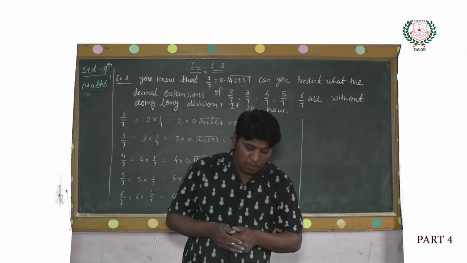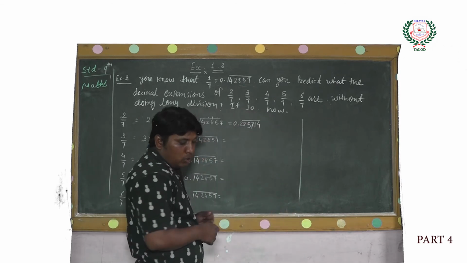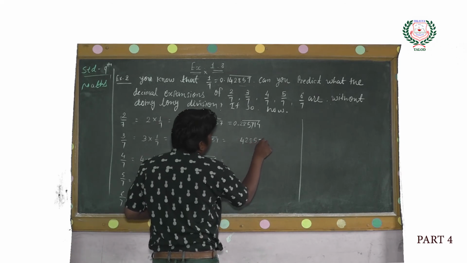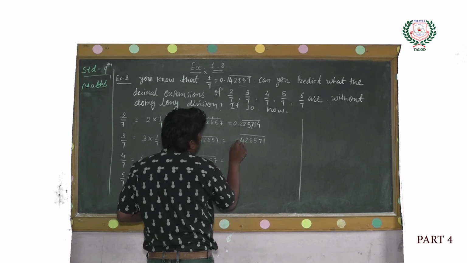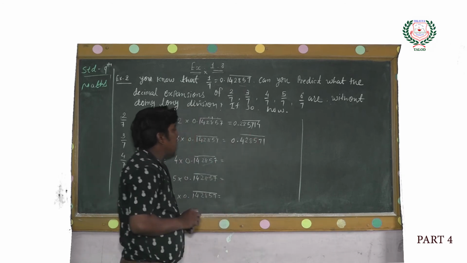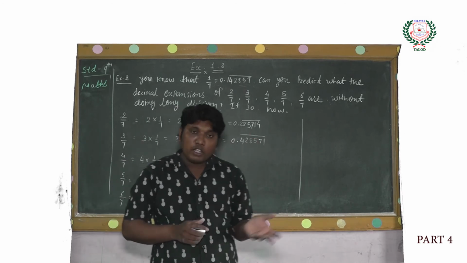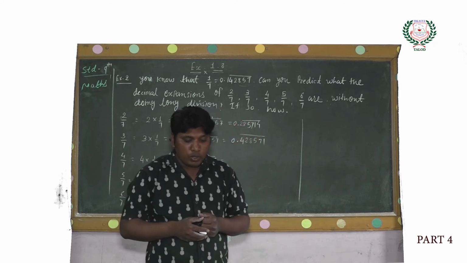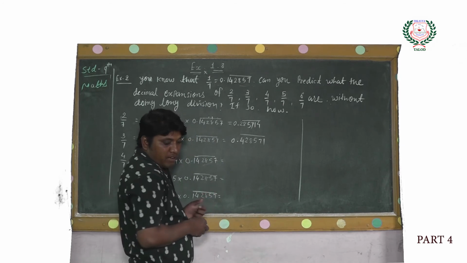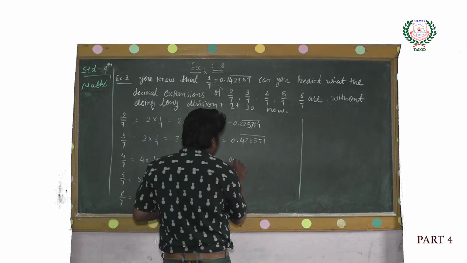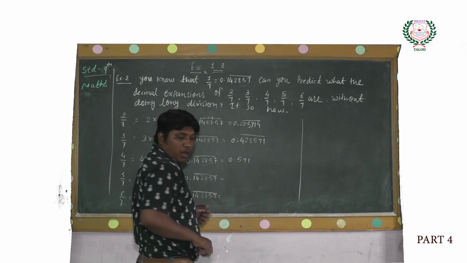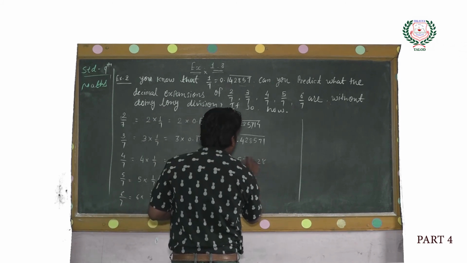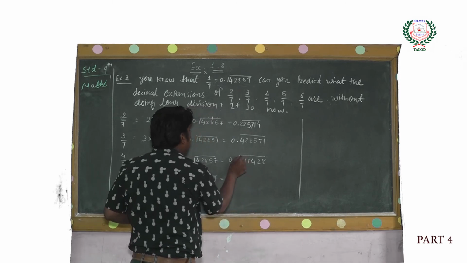When you multiply 3 by 1 by 7, you get 428571 and it should be repeated. So you have to create a gap. When you multiply 4 by 1 by 7, you get answer 0.571428. Just multiply and check it.